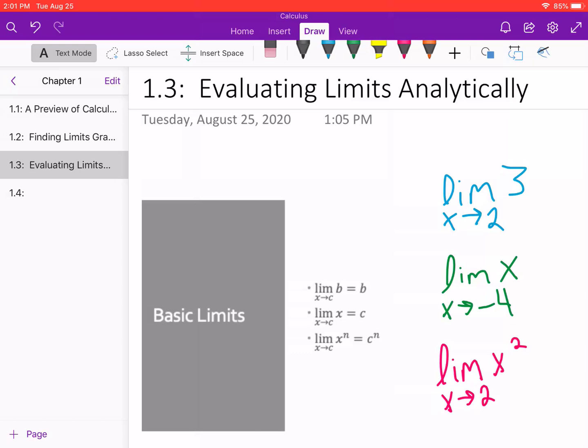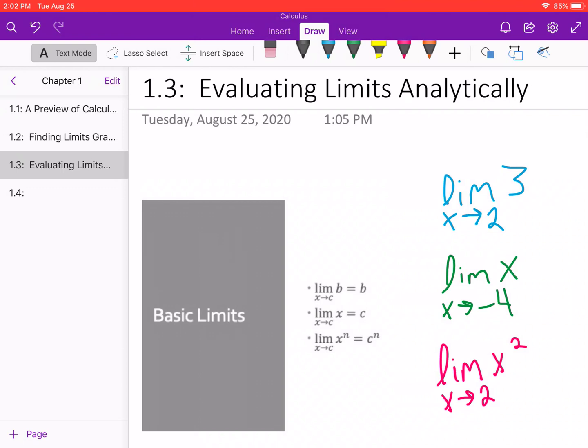This is 1.3, Evaluating Limits Analytically, first day. So last time we talked about evaluating limits using a graph and using a table, and today we're going to talk about evaluating them analytically. So our first three rules that we're going to talk about are just basic rules.